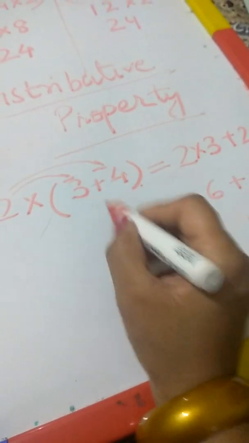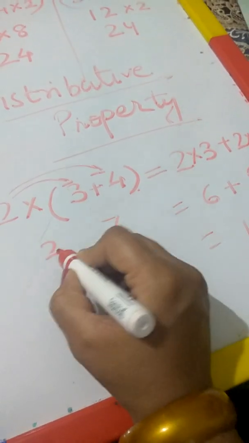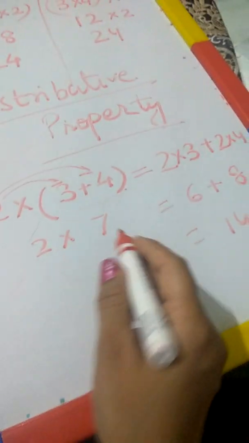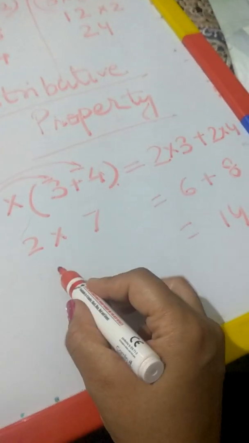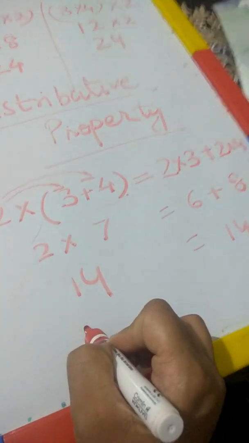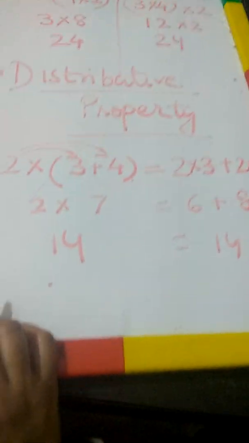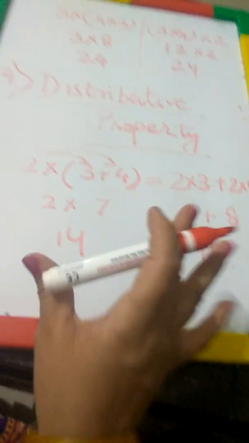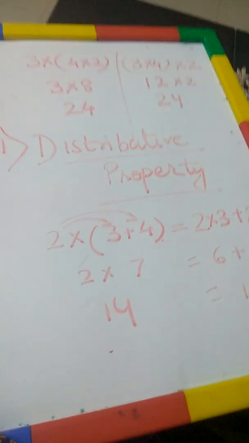Here it is 3 plus 4 is 7. So this is 2 multiplied with 7. This is solved first. Again the answer is 14. The answer remains same. But for ease of calculation, we can use always the distributive property.